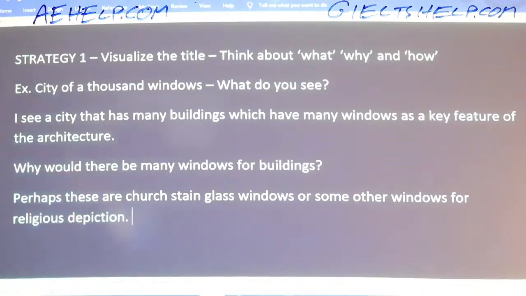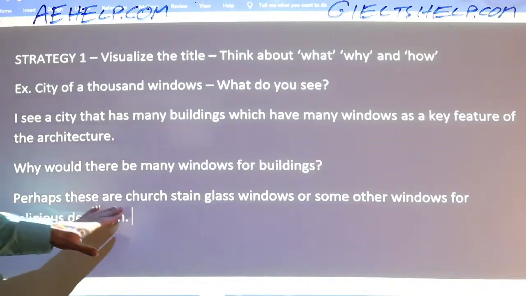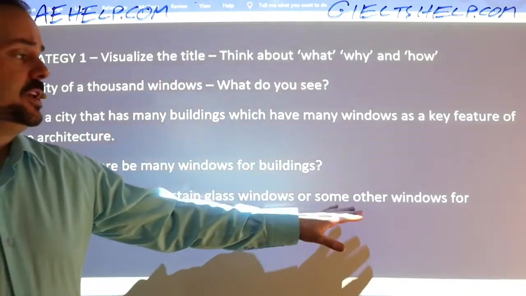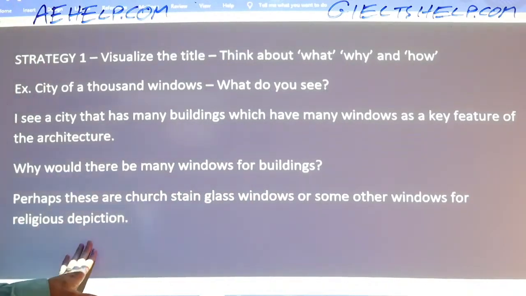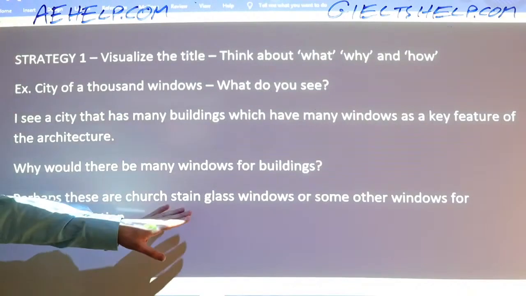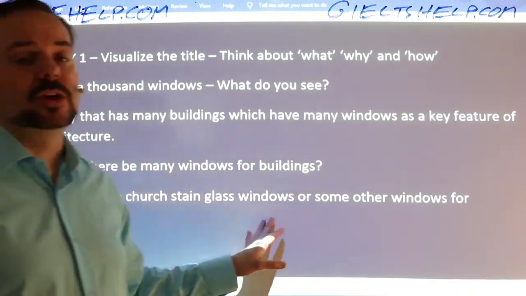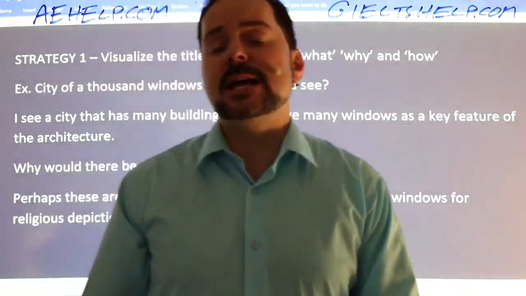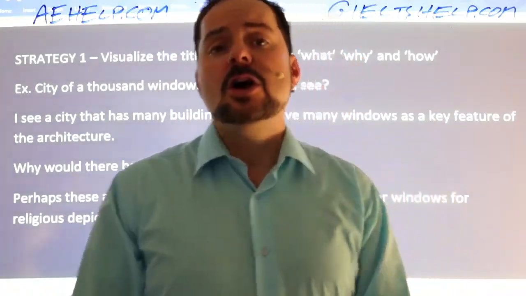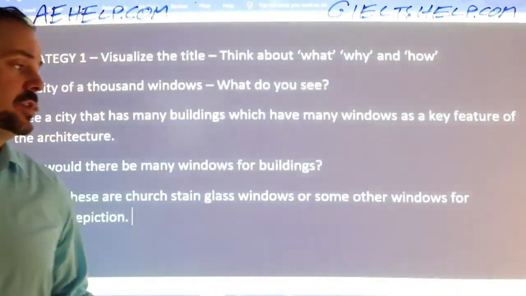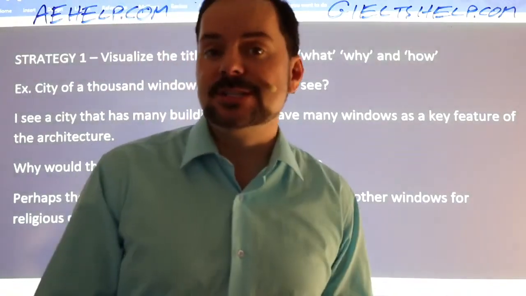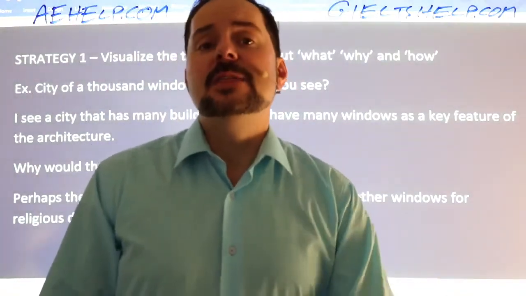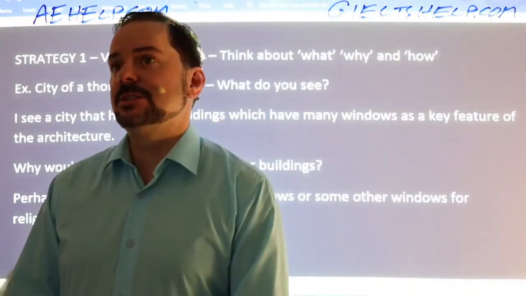okay, so maybe these are church windows or some other kind of religious buildings' windows that are for religious depiction. They're called stained glass windows, okay? So those colorful windows that have different kinds of motifs are called stained glass windows. So that could be the other reason, right? So if it's not a modern city, if it's an old city, then it would be for that purpose, right?